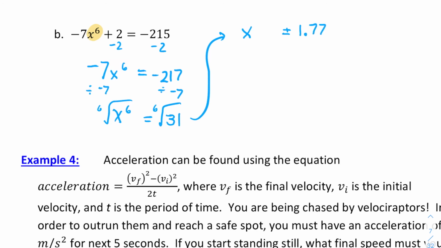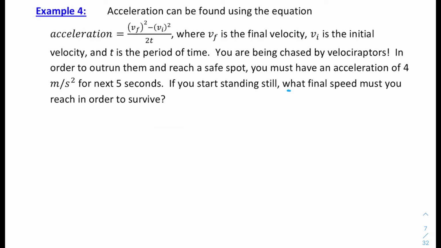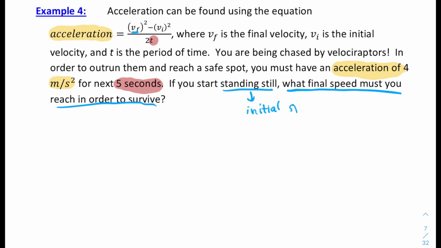1.77. All right, one last one that we're going to do here, your favorite word problem. So we're looking for a final speed that we have to reach in order to survive outrunning some velociraptors. So if you look at this equation, it's what equation calculates your acceleration, and you're given your acceleration as 4 meters per second squared that you need to reach. You also know that you need to accomplish that for 5 seconds. So in your equation, t is going to be 5. We're starting from standing still, so my initial speed, v sub I, is going to be 0.